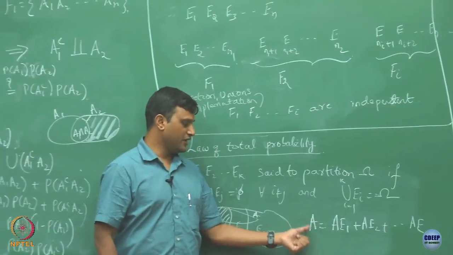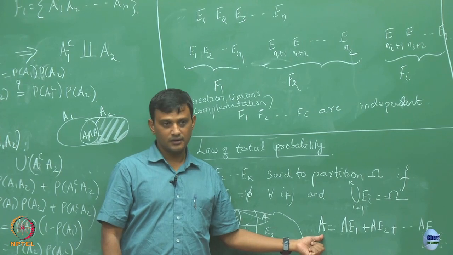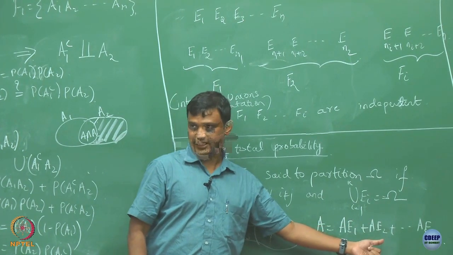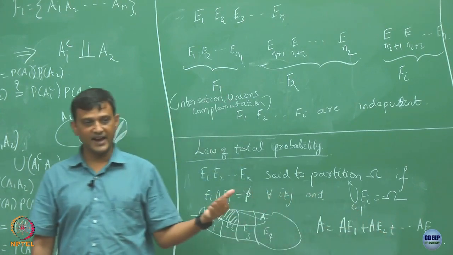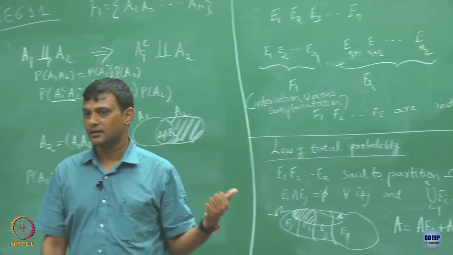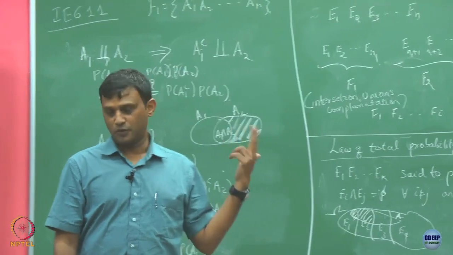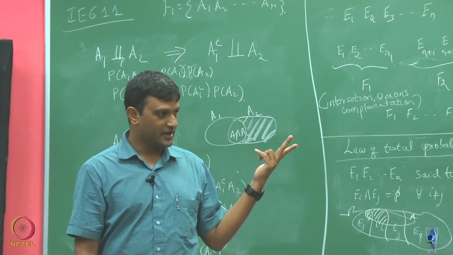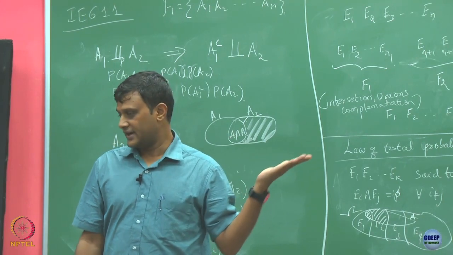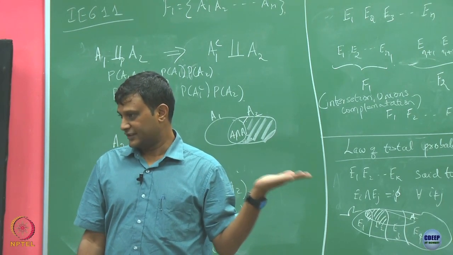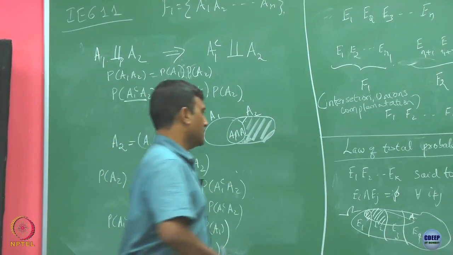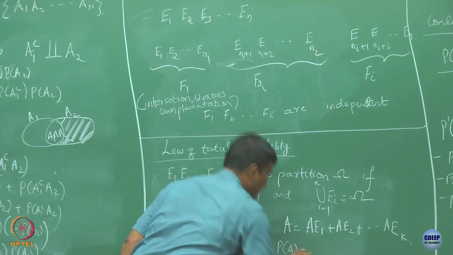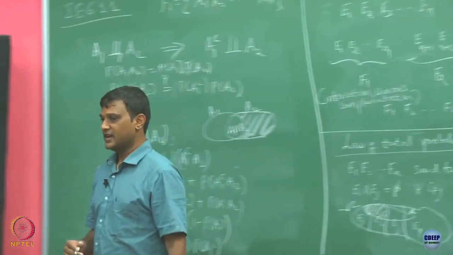Now, what is the probability of A going to be? The probability of A is going to be the probability of AE1 plus the probability of AE2 all the way to the probability of AEk. Why is that? And what property of probability did I apply here? The third property, right? I have finitely many mutually exclusive events here, so the probability of their union is nothing but the sum of their probabilities.